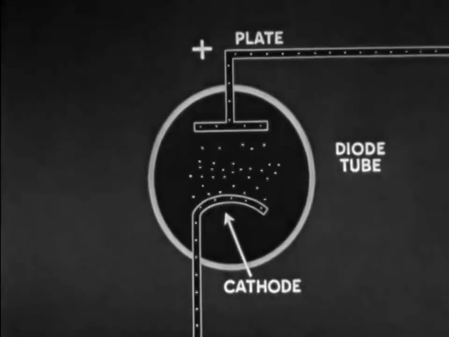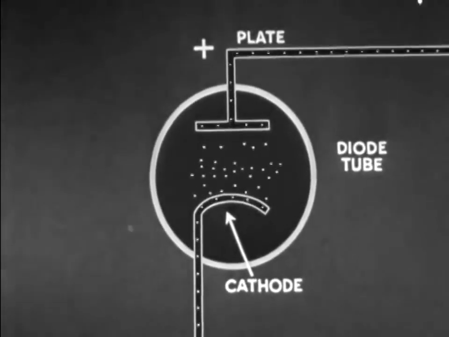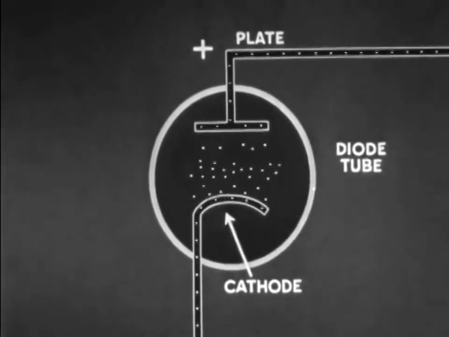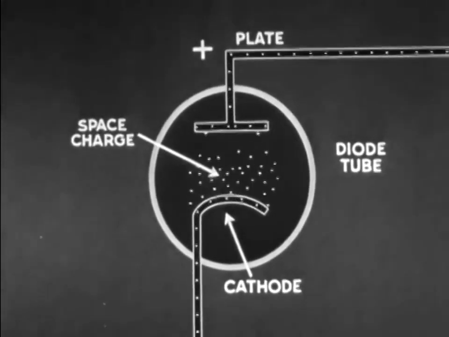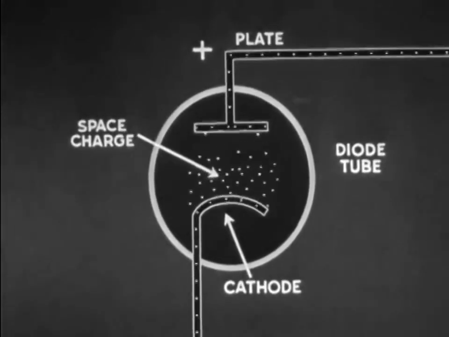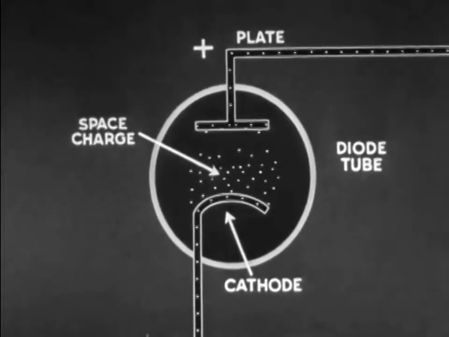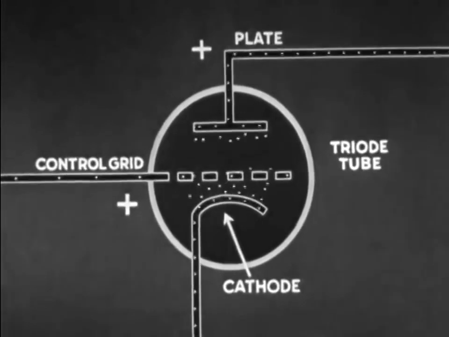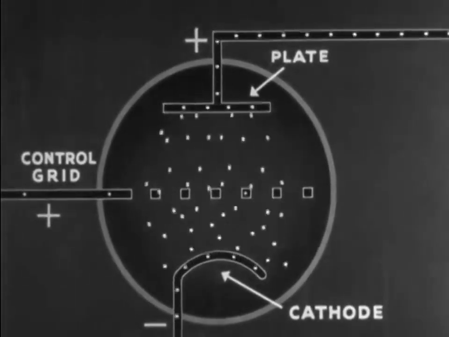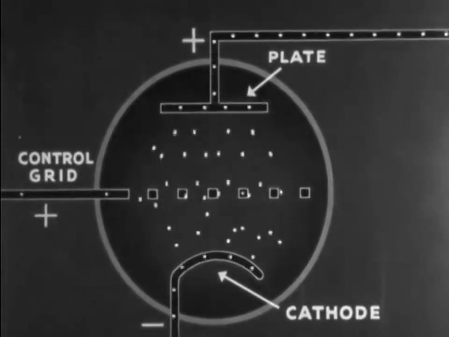In the diode tube, many electrons leaving the cathode move about between cathode and plate, constituting space charge. The triode tube differs from the diode in containing an element known as the control grid, located between cathode and plate. With the grid positive, many electrons pass from cathode to plate.